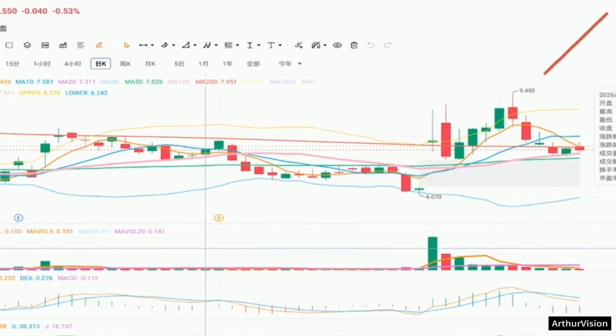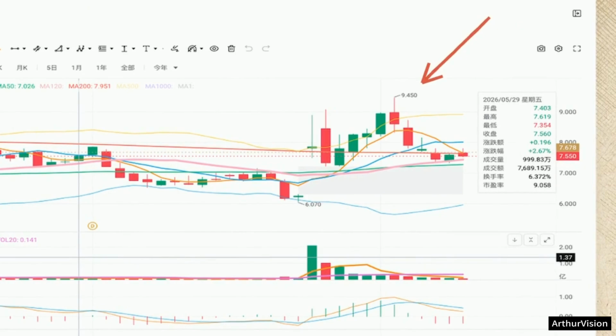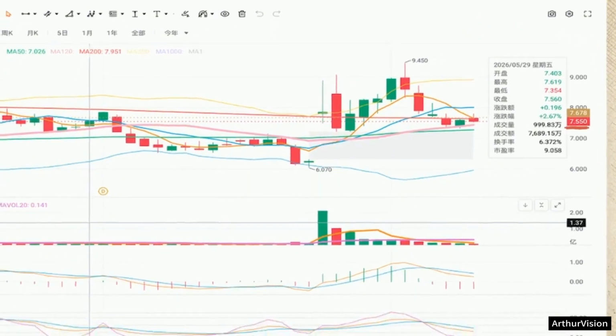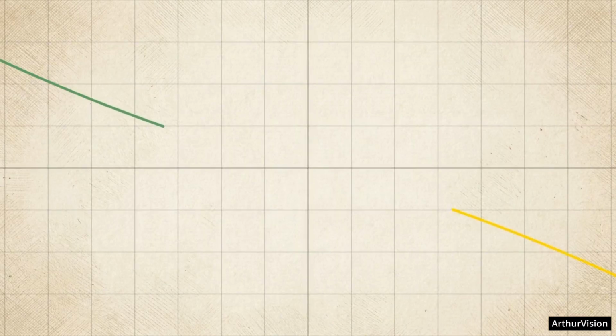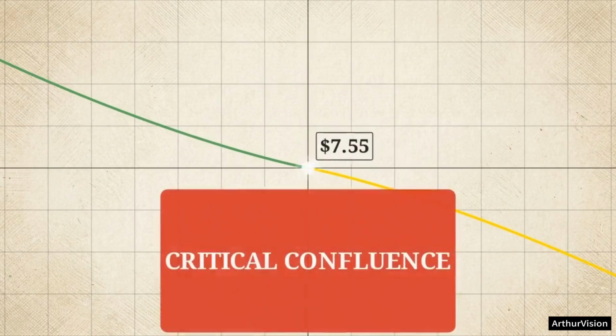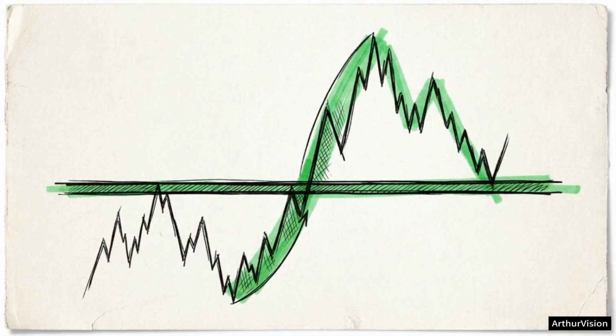A massive volume influx surged the price to $9.45, before a smooth decline to $7.55. That current level is a critical technical junction. It represents a direct confluence between the daily moving average support and the Bollinger Band midline. This establishes a classic golden pit neckline test. The heavy resistance capping the stock's long downtrend has flipped to become its new structural support.